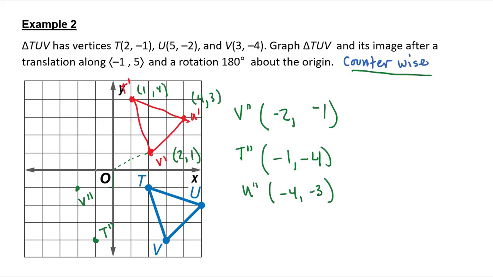Oh, I have to plot that. 1, 2, 4, 1, 2, 3. Okay, and that's that triangle, but rotated. So I shifted it left 1, up 5, and then I rotated it around the origin. And that's my video on compositions of transformations.